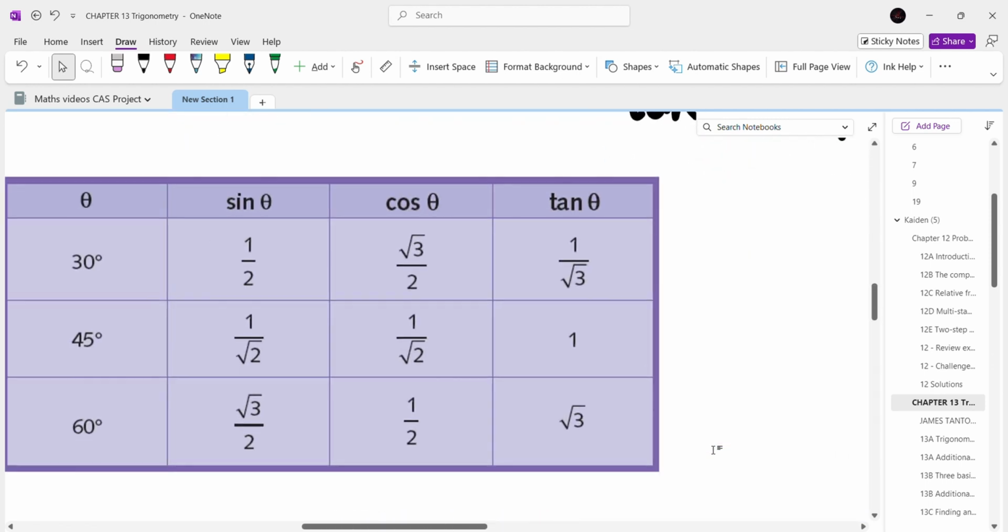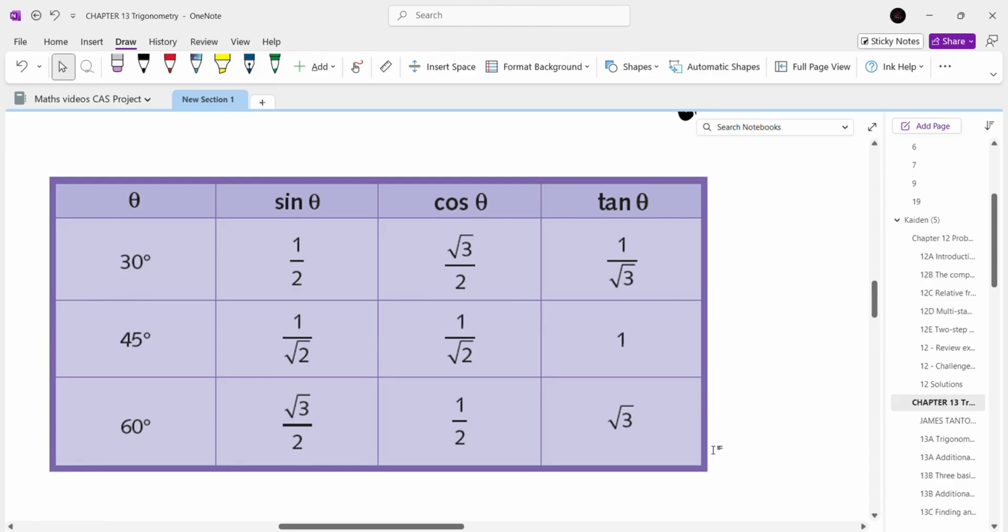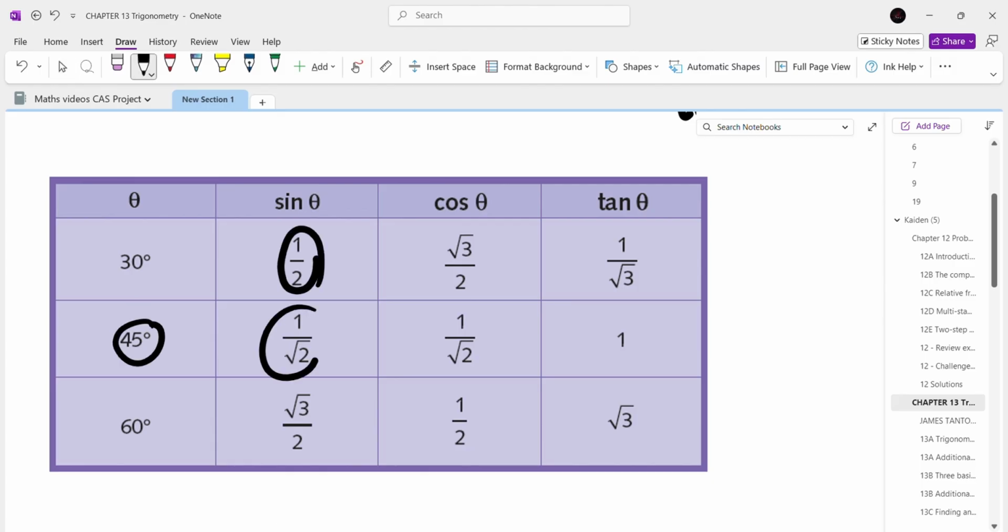Now these are some basic trigonometric ratios that you probably want to know. So the sine of 30 degrees is equal to 1/2. Then the sine of 45 degrees is equal to 1/2 of root 2.